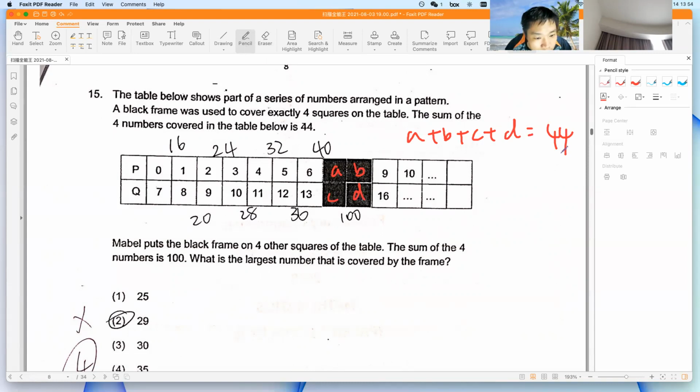Let me read this once again, because I have a problem understanding the question. It shows part of a series of numbers arranged as a pattern. The black frame was used to cover exactly 4 squares on the table. So this is the black frame. The sum of the 4 numbers covered in the table below is 44. So Mabel puts the black frame on 4 other squares of the table. The sum of the 4 numbers is 100. What's the largest number that is covered by the frame?